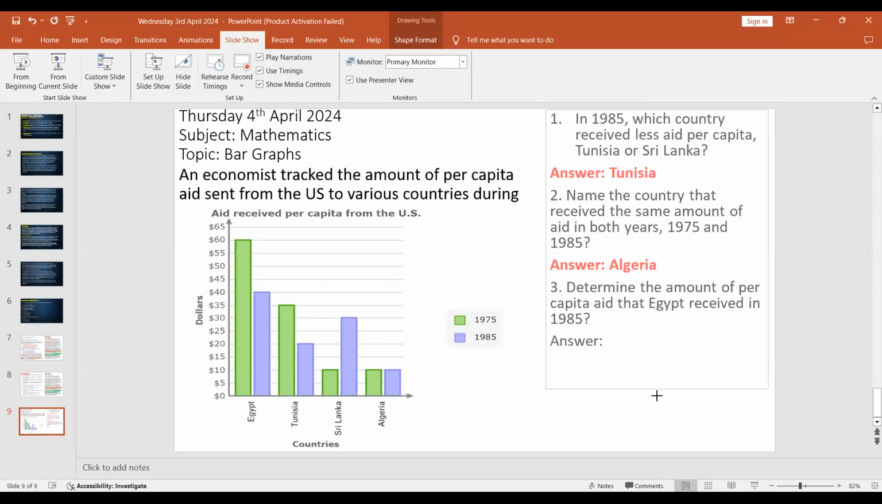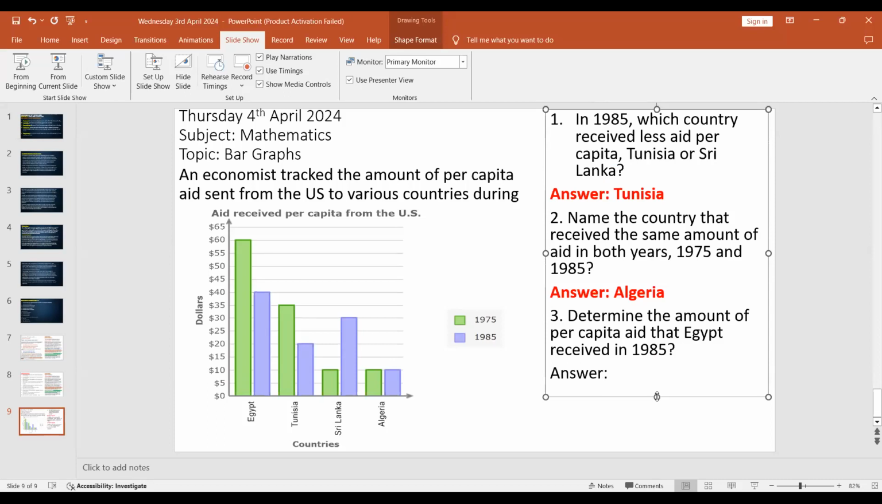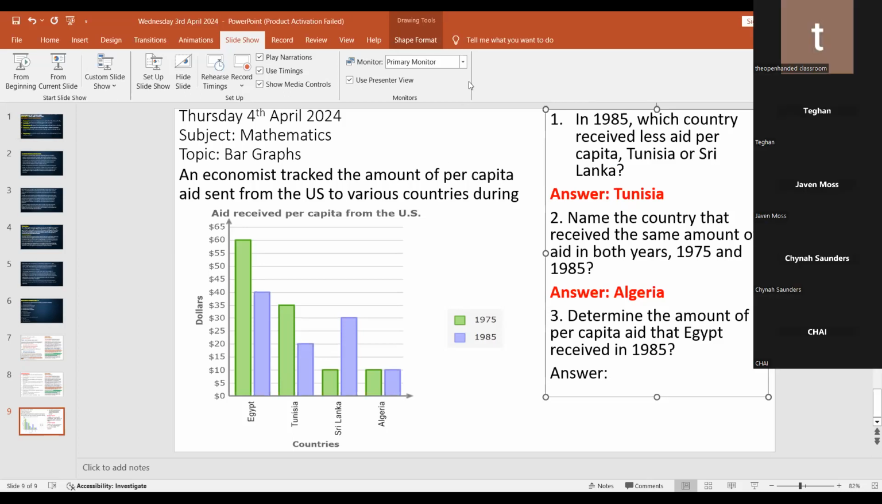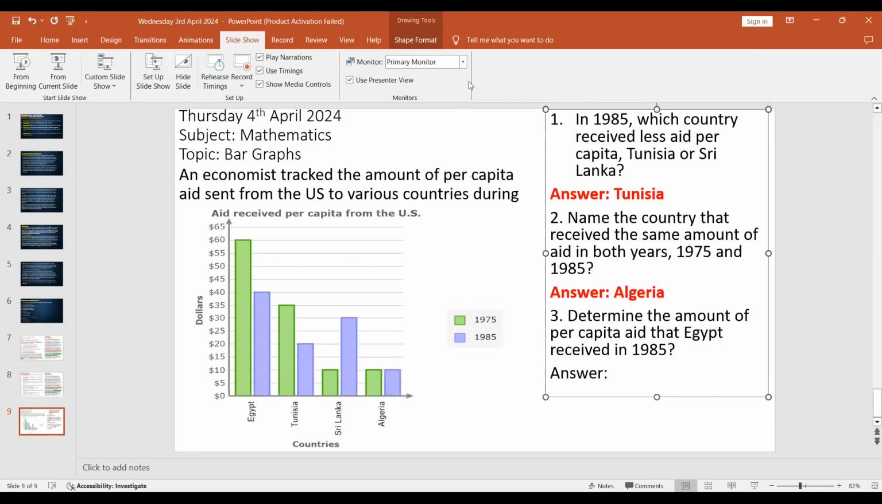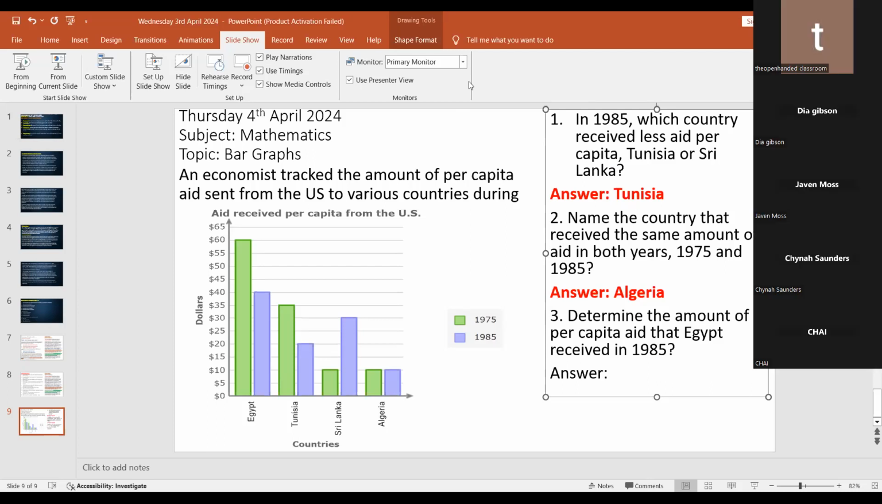$40. What did you say, China? You say $40. Anyone else want to answer? I think $40. Why is it not 60? They asked for 1985. Very good. That's why it's not 60, because they asked for 1985.